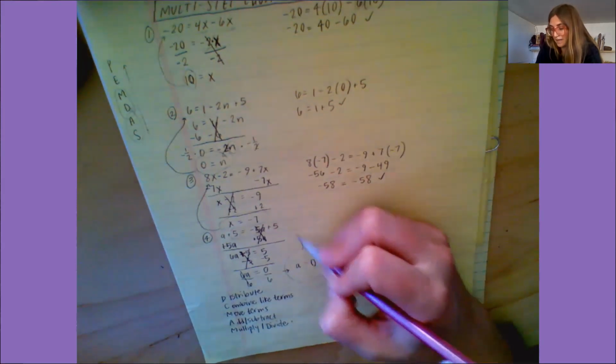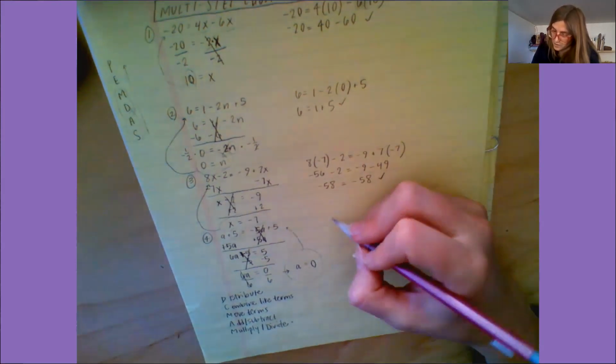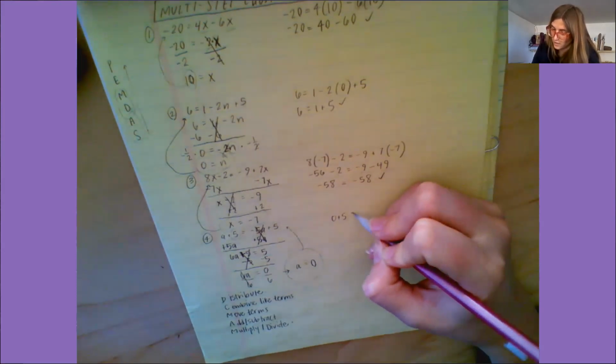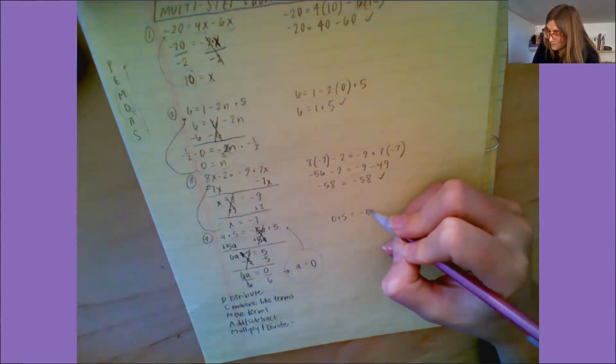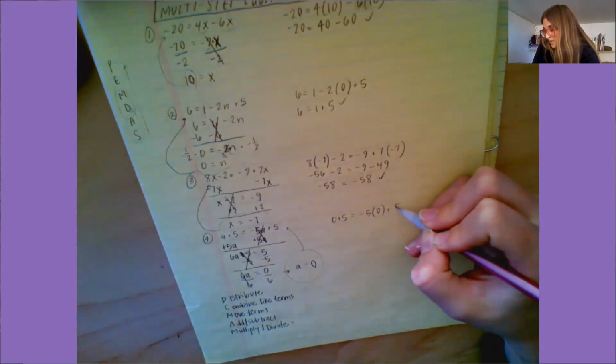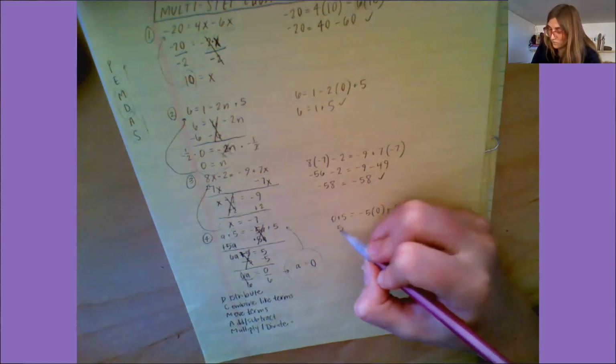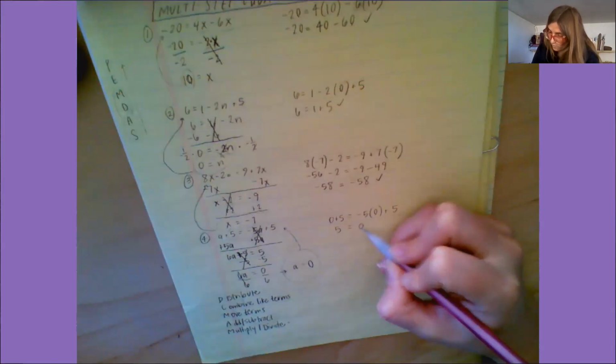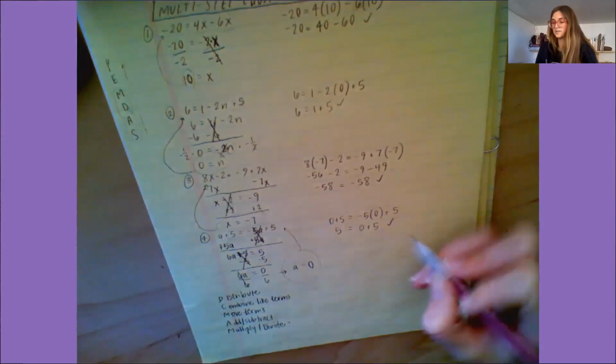I'll plug that back in up here just to be sure. So I have 0 plus 5 equals -5 times 0 plus 5. That's just equal to 5, and that's equal to 0 plus 5, which is equal to 5.